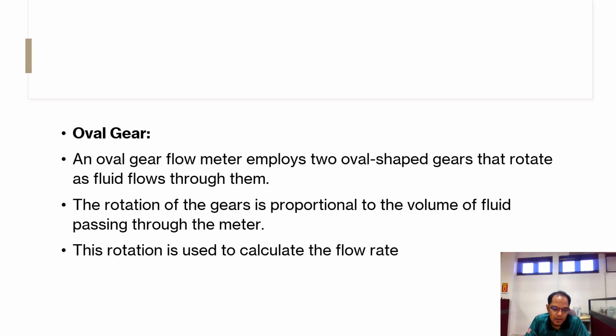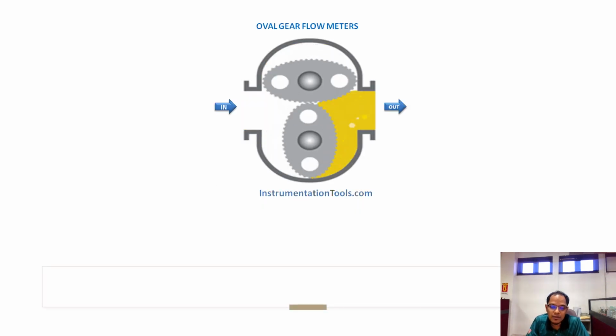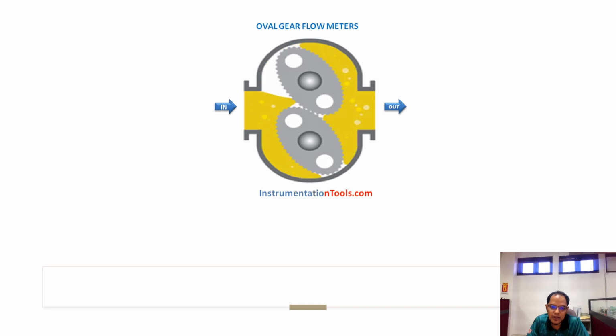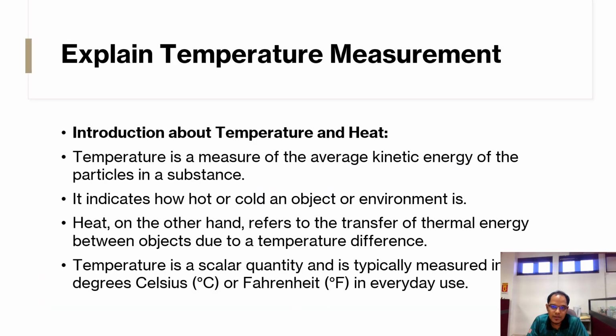Okay. Oval gear pun sama. Putaran oval gear tu akan menyebabkan flow rate tu boleh kita calculate. Ni lah. Ini kalau awak tengok, pusingan gear yang oval tu, bila dia punya pusingan tu akan boleh kita kirakan flow rate tu. Okay. So, selesai flow rate, kita akan ke temperature measurement.